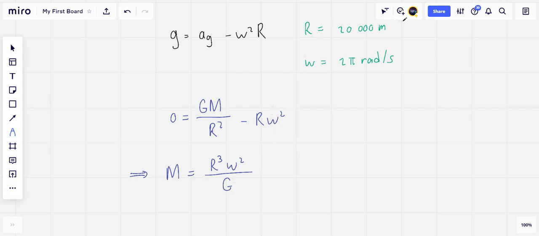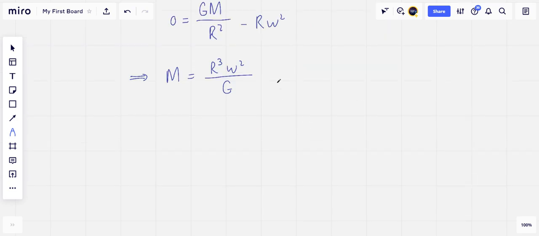So we know r to be 20,000 meters and omega to be 2 pi radians per second, which is one revolution per second, and G the gravitational constant, which gives us the mass to be 4.7 times 10 to the 24 kg, or on the order of 5 times 10 to the 24 kg.